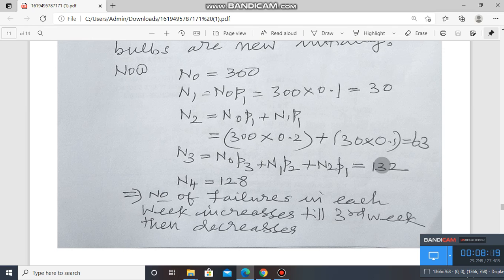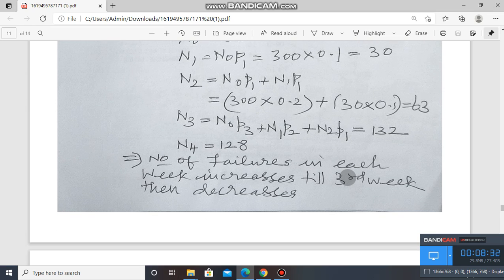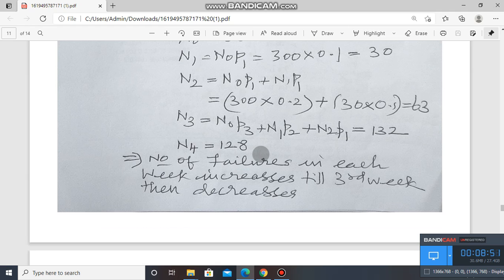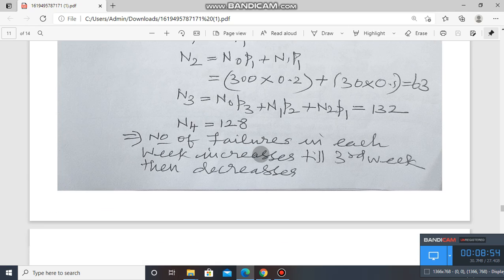So what we understand here is that the number of failures in each week increases till the third week: 30 failures, then 63 failures, then 132 failures. Then from the third week onwards it decreases. See here, 132 in the third week, but in the fourth week it is 128. So it is decreasing. That is what we understand.